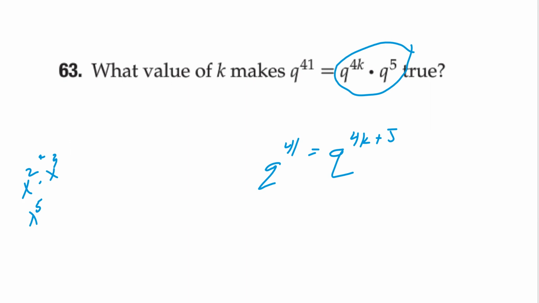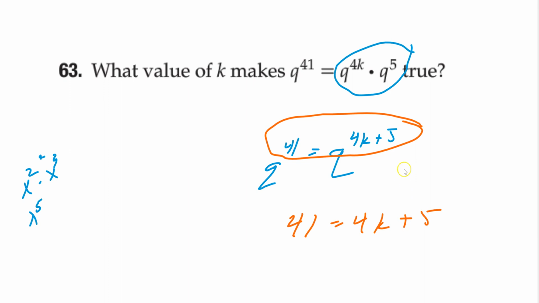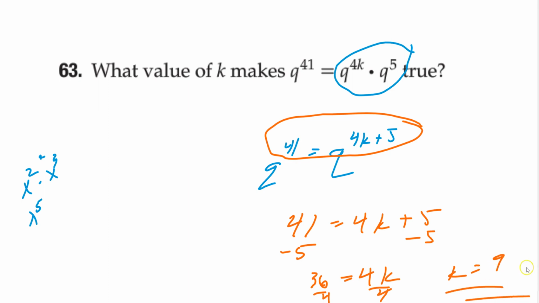Now, if you look at it, it's actually going to lead into something we're going to do later. If you notice, these are both the same base. So what if I just solve the tops? Let me just solve it. Minus 5, minus 5. I get 36 equals 4k. Divide by 4. K equals 9. And that's the idea. That's this lesson.